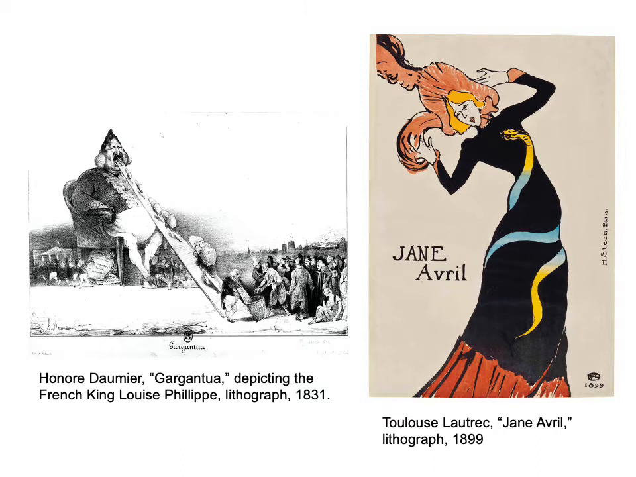Lithography allowed for a high level of production, so Henri Daumier could produce thousands of political cartoons critical of Louis Philippe, the last king of France, on the left, and Toulouse-Lautrec could make color posters that lined the streets of Paris.